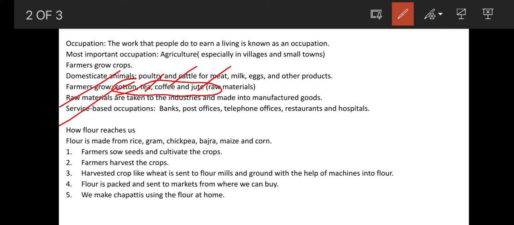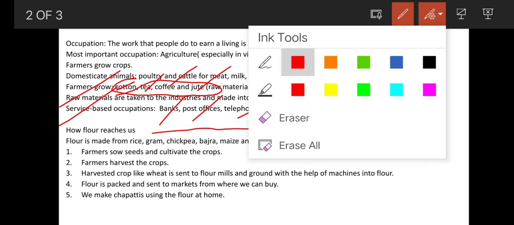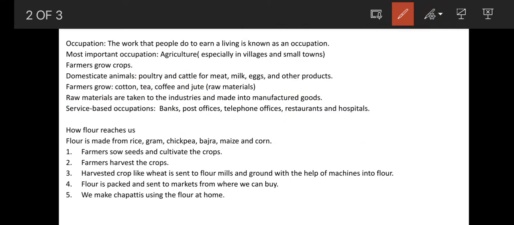Next, service-based occupations. Some of the service-based occupations are banks, post offices, telephone offices, restaurants and hospitals. These are some of the occupations which provide service to the people. So I hope you understood about occupation. Next, we will discuss how flour reaches us.